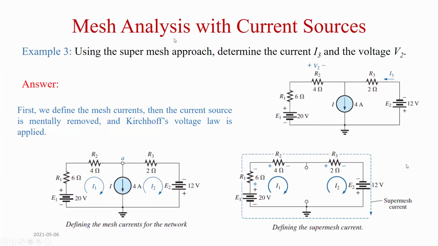Whatever is in that current source branch, even if I have a resistor here, even if I have an inductor here, even if I have a battery here, they're all going to be gone.